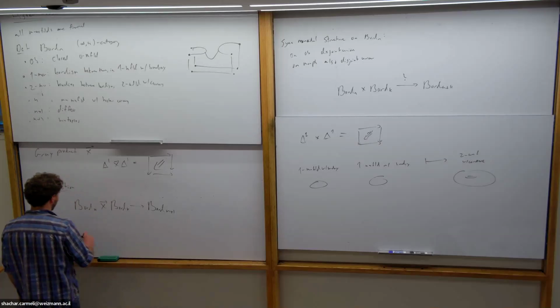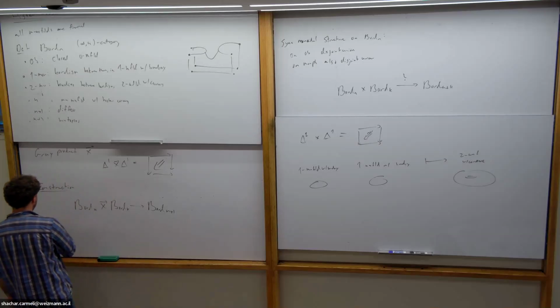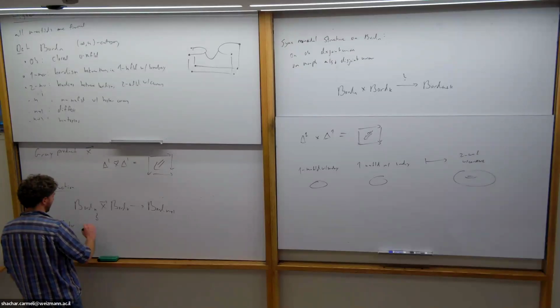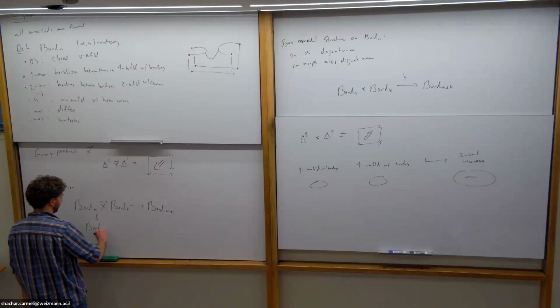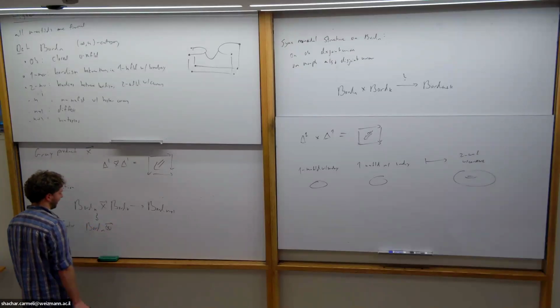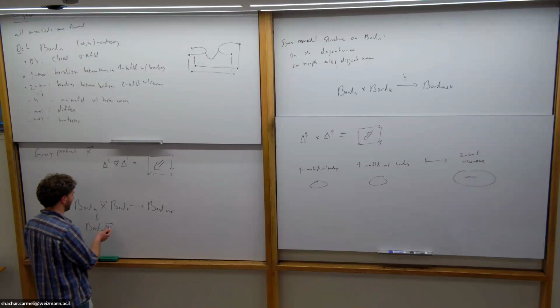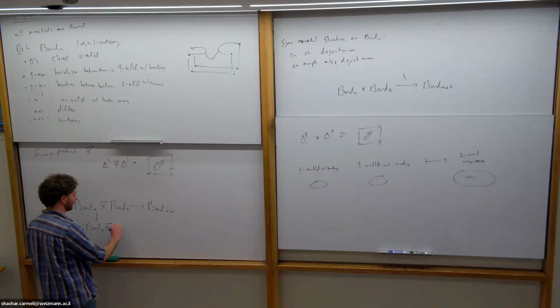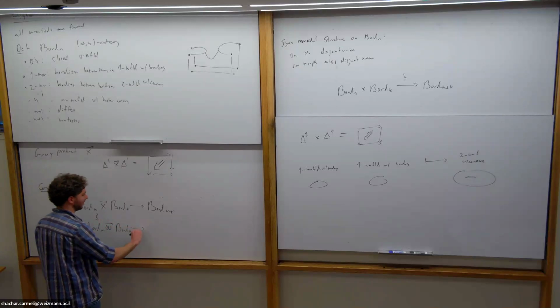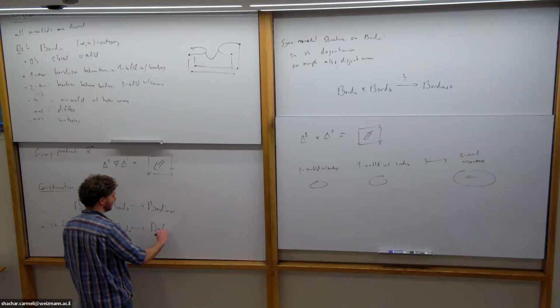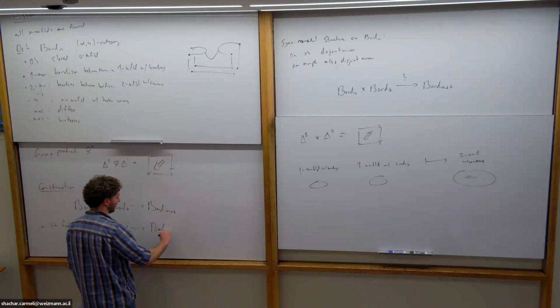So in fact, we get a symmetric monoidal functor from Bord N, let's call it the lax tensor product, Bord K into Bord N plus K.